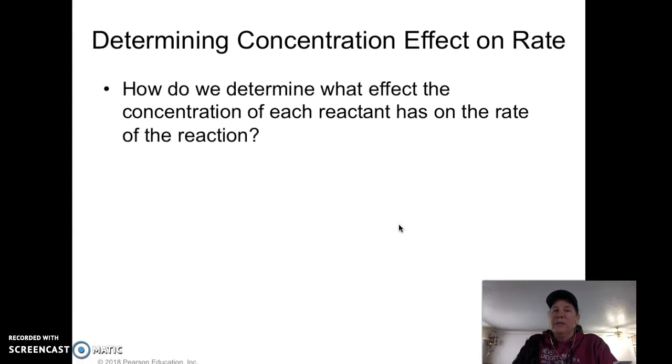Okay? So how do we determine what the effective concentration has? Well, what we do is we look at what they call the orders of reaction, and I'm going to show you how to figure those out. We're only going to do 0, 1, 2. They can be 3, 4, 5. They can get all crazy, but if we do the first 3, you'll get the idea, and that's enough.